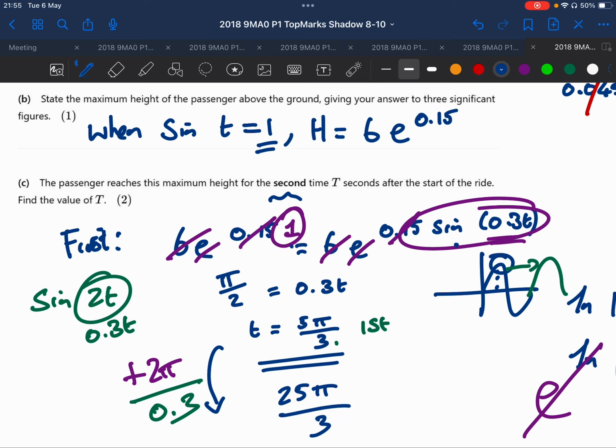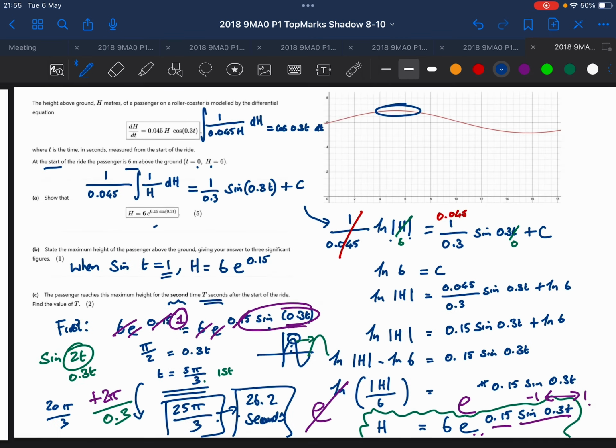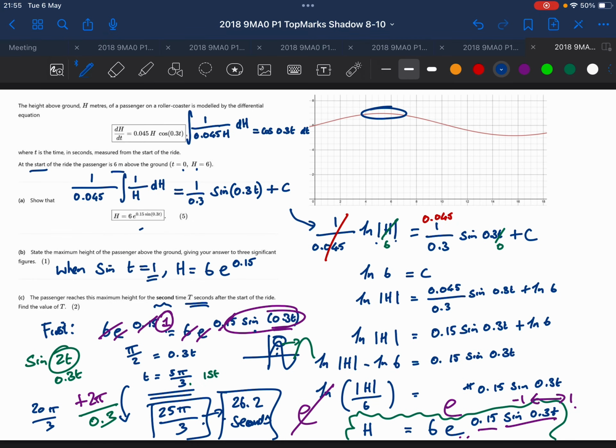So let's just think about that for a second. 20 pi over 3, yeah, because this is 20 pi over 3 added to 5 pi over 3 more. So that answer makes sense. Okay, so that's my t value. But what on earth does that actually mean? Well, it's in seconds. So I need to just convert this to seconds. And the answer for that is 26.2 seconds. So quite a challenging question, really. Very challenging for 2 marks, that one.